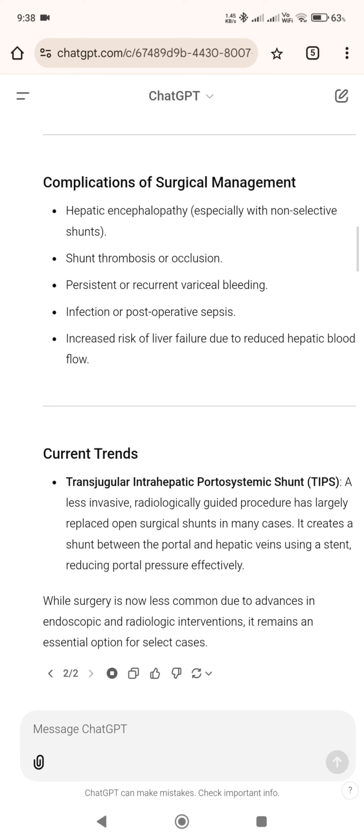Current trends: transjugular intrahepatic portosystemic shunt, TIPS. A less invasive, radiologically guided procedure has largely replaced open surgical shunts in many cases. It creates a shunt between the portal and hepatic veins using a stent, reducing portal pressure effectively. While surgery is now less common due to advances in endoscopic and radiologic interventions, it remains an essential option for select cases.